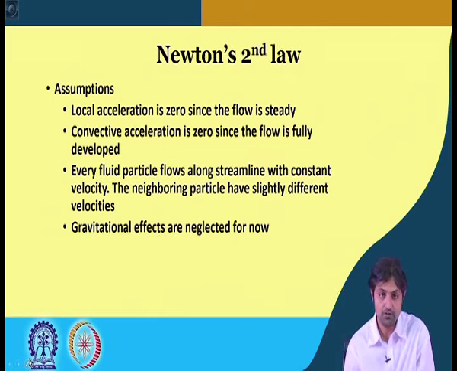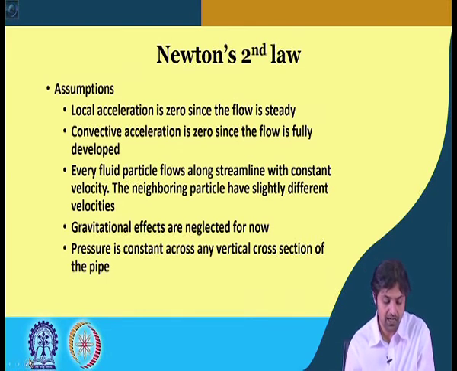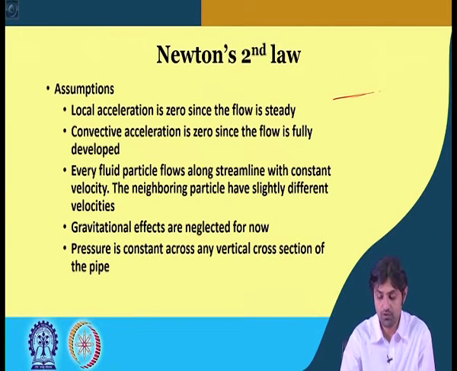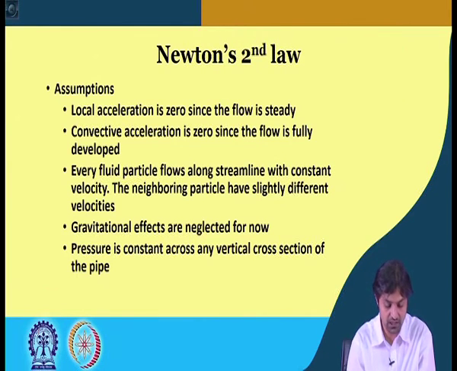For now, the gravitational effects will be neglected, and the pressure is constant across any vertical cross section of the pipe. Of course, the pressure varies from this point to this point to this point, but across this cross section, if there is a pressure P here, it will be P here, P here, P here. So, pressure changes only with the x distance, not with the r distance.